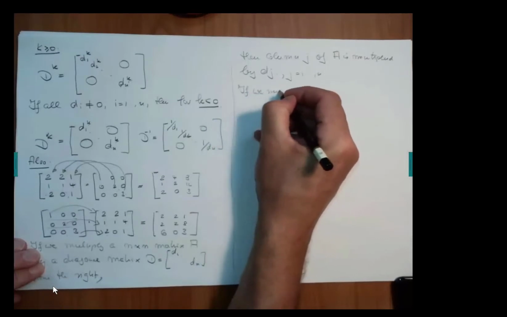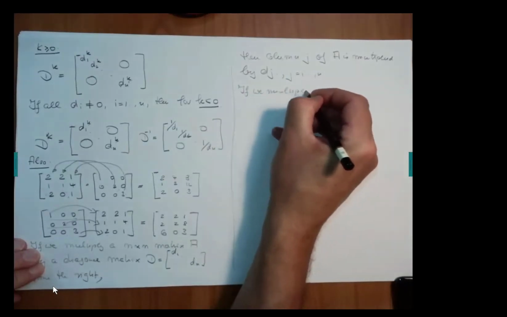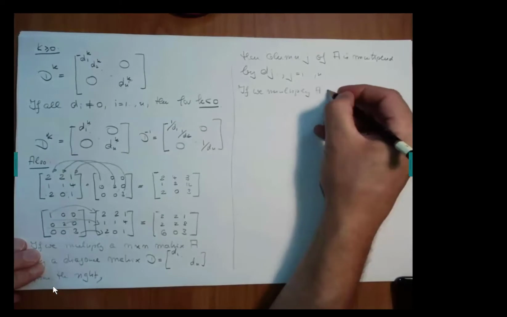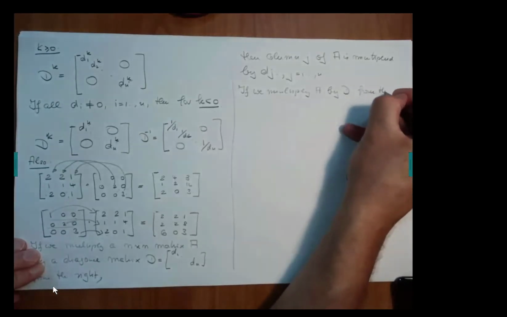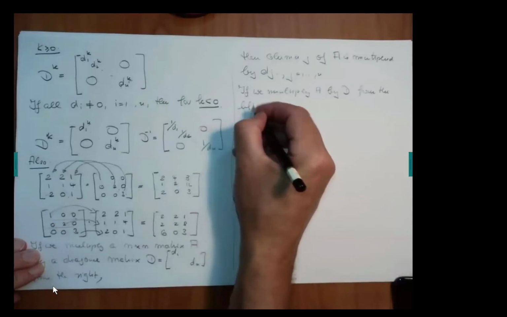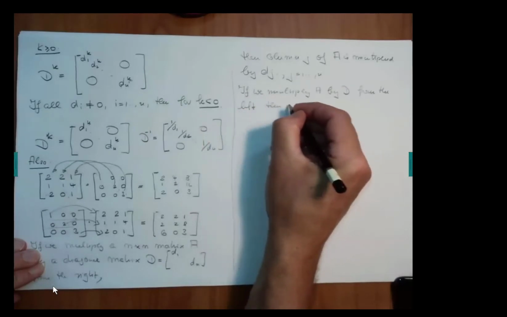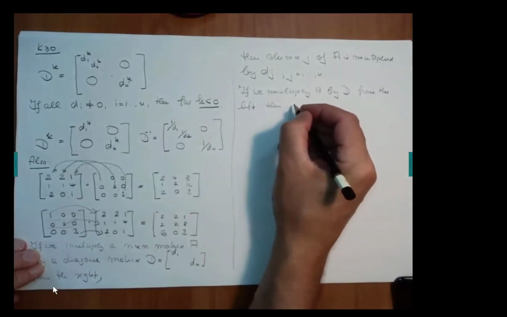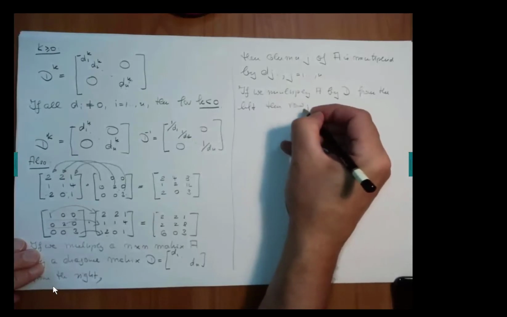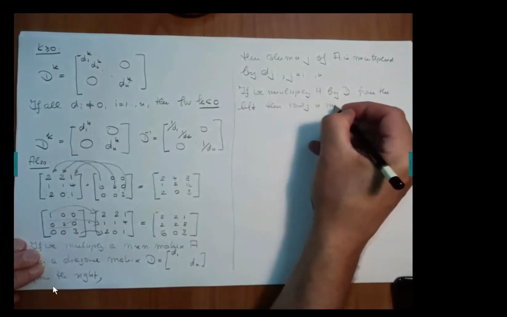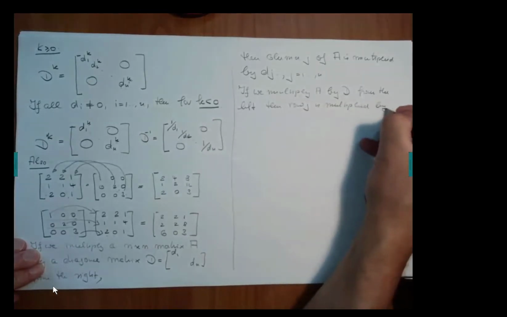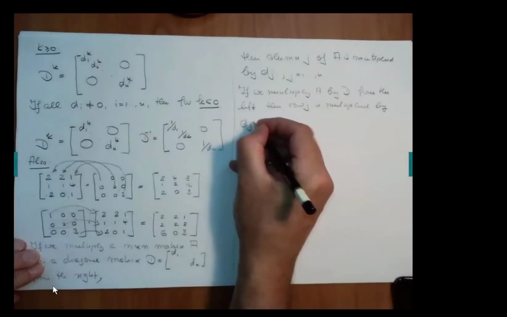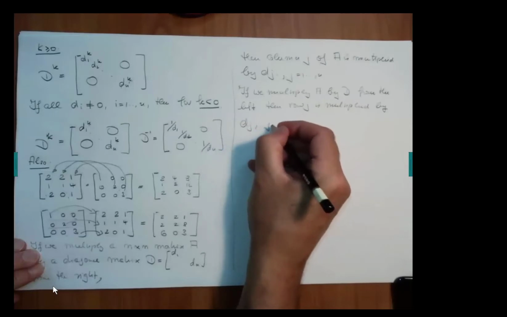If we multiply A by D from the left, then row j is multiplied by dj, again for every row.